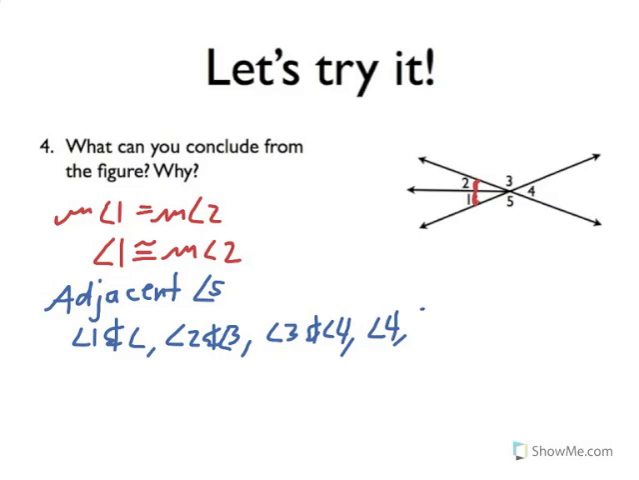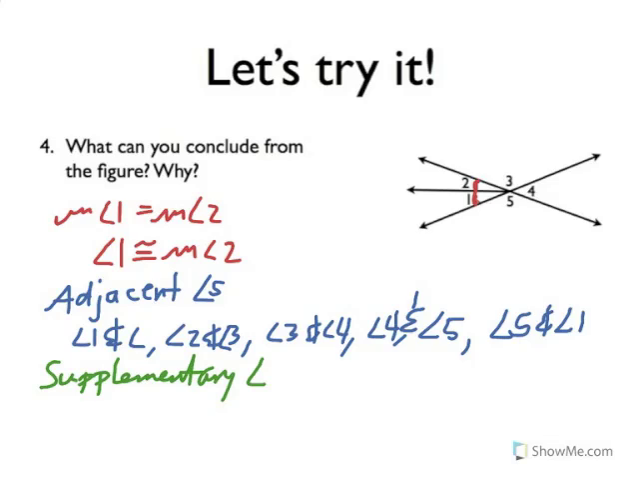Angle 4 and angle 5 are adjacent angles. And also angle 5 and angle 1 are adjacent angles. Now, I don't see any complementary angles in this figure. However, there are plenty of supplementary angles.